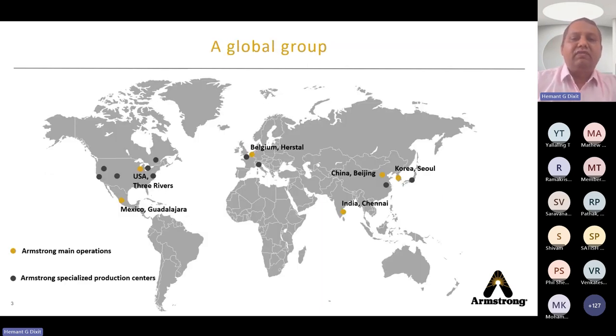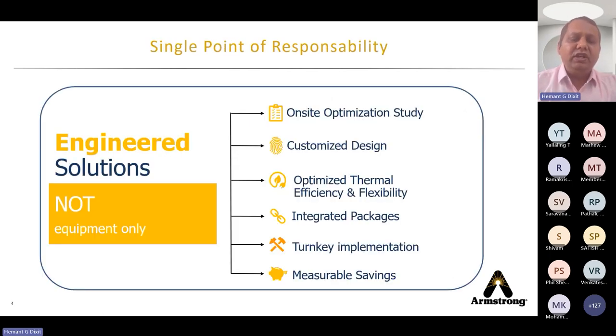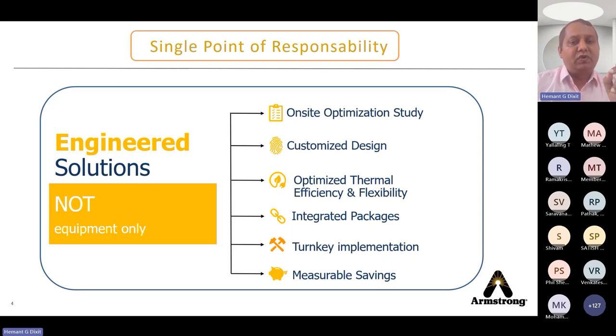These are the 15 factory facilities that I mentioned overall. And we are not just equipment suppliers. We give complete engineering solutions, which include on-site optimization study, customized design, optimized thermal efficiency and flexibility studies, integrated packages, turnkey implementations, and not only that, whatever commitment is given, we deliver measurable savings as a single point of responsibility.